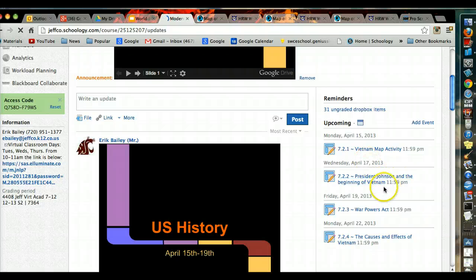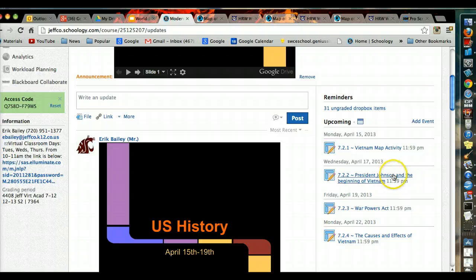On Wednesday, we have President Johnson in the beginning of Vietnam. So you have a couple days here to get a lot of makeup assignments done if you're behind in the class. If you're current with the class, use this time to get some assignments done in your other classes. Giving you today and tomorrow is plenty of time for this Vietnam map activity. It shouldn't take you long at all. Wednesday's assignment is President Johnson in the beginning of Vietnam, and Friday is the War Powers Act. I will have videos up for each of these assignments on those days. If you work ahead, then you won't have the benefit of the video, but I will get those up on Wednesday and Friday.